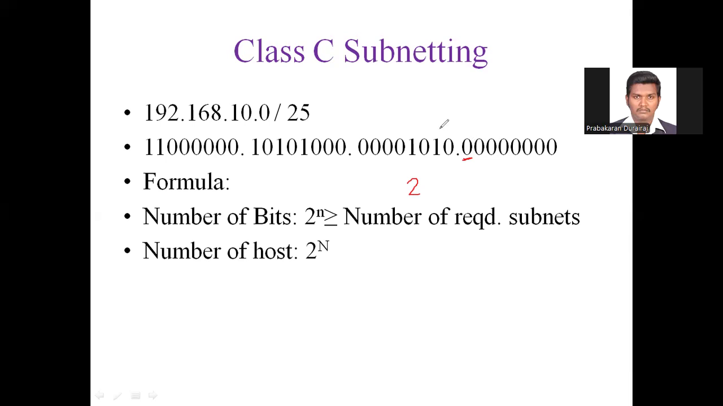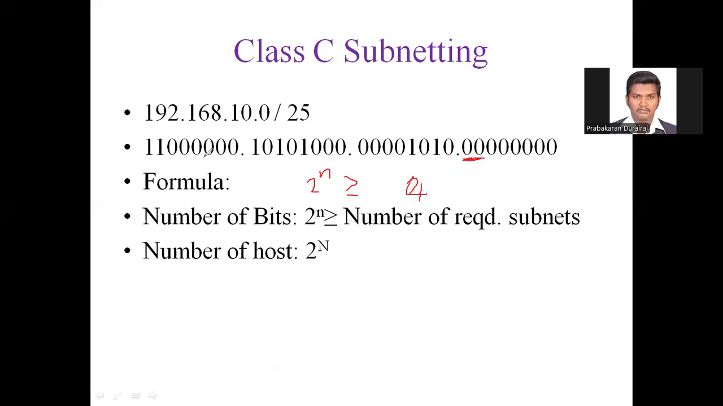How many bits do we allocate for the subnet ID? In the given example, the number of required subnets is 2, so 2 to the power n should be greater than or equal to 2. If n is 0, it will be just 1. But for two subnets, n is equal to 1, so I have to allocate only 1 bit to represent the subnet ID. Suppose I need 4 subnets. Then 2 to the power 2 is 4, so the first 2 bits will represent the subnetting value.